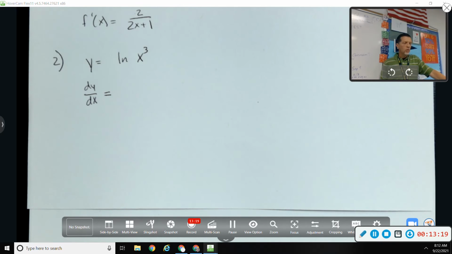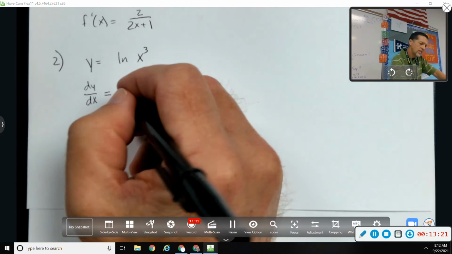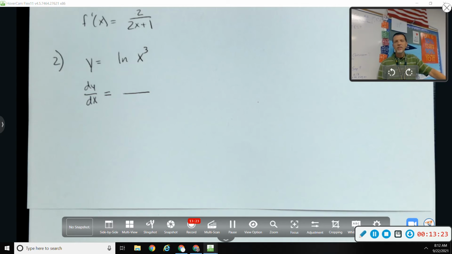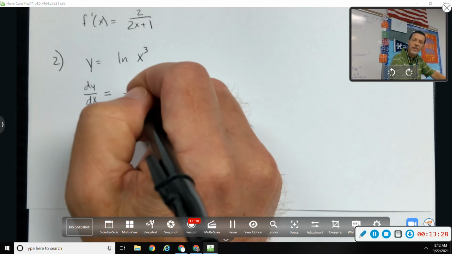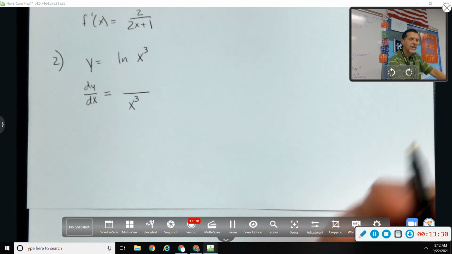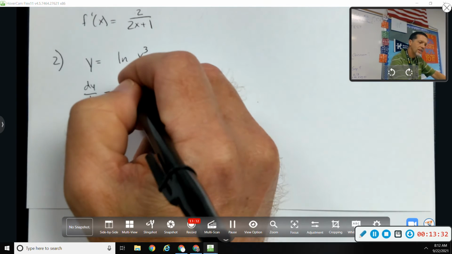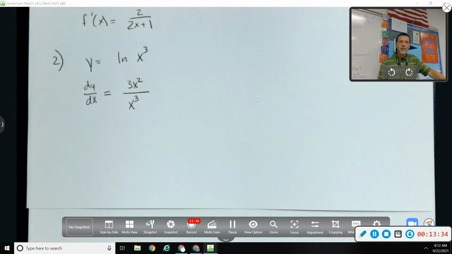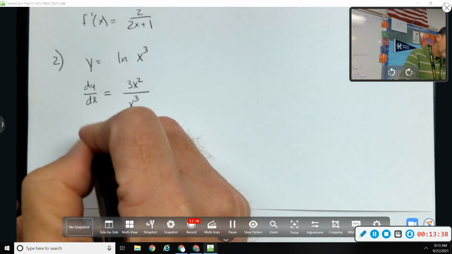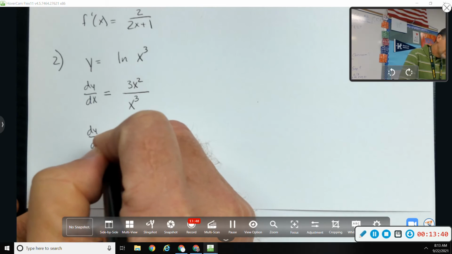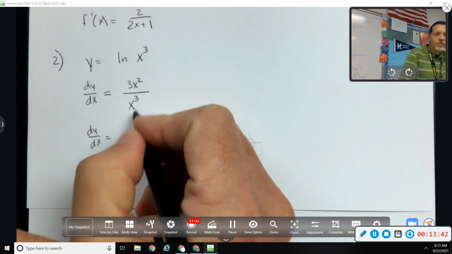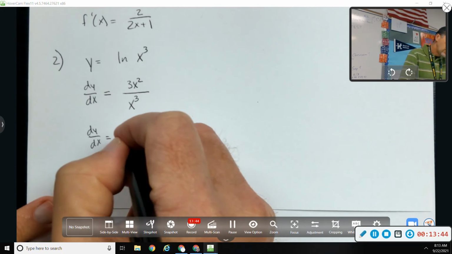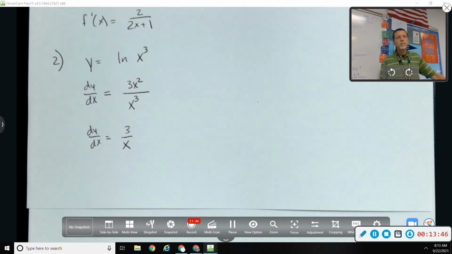So, argument in the bottom. So what goes in the denominator? X cubed. What goes in the numerator? 3x squared. And then we would simplify that. I mean, we wouldn't have to. Like, that would be a safe stop. But we would probably simplify that to 3 over x.